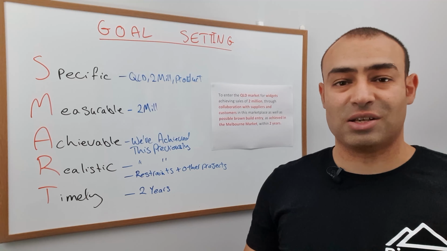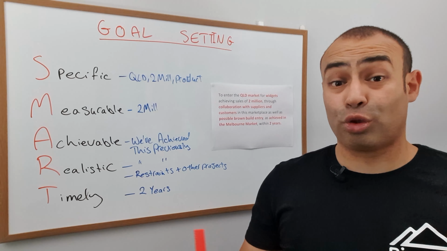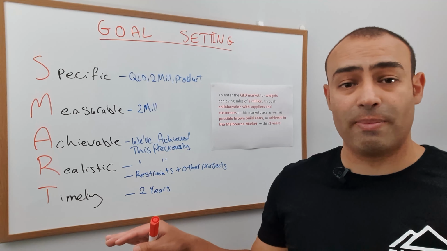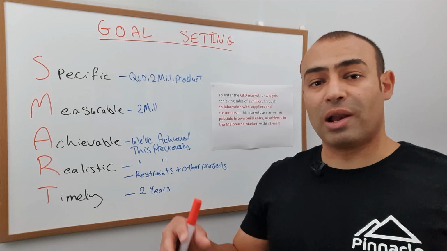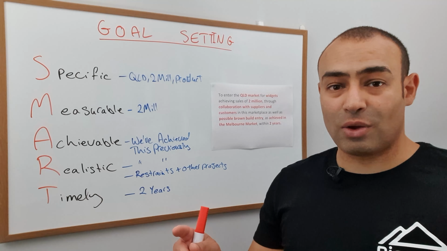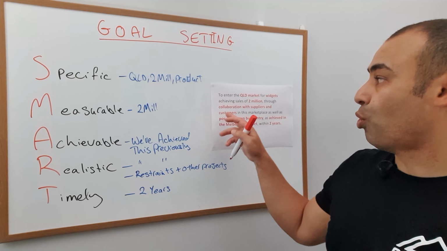The last thing is timely. Well, we said 2 years. So we're not aiming for 1 year. We're not aiming for 3 years. No, we want to achieve this within 2 years. So that is a time frame that we've set. So let's go through this example one more time, trying to watch out and pick up on where we hit these points.